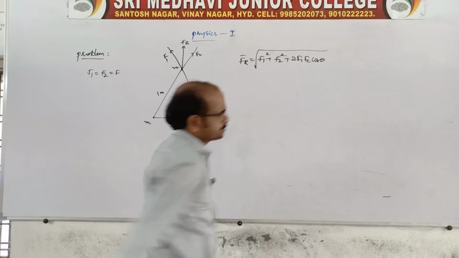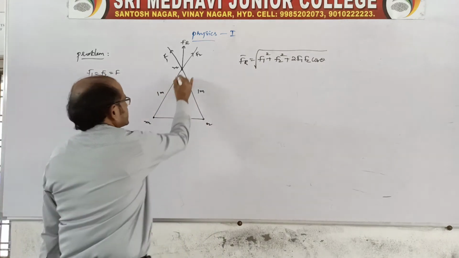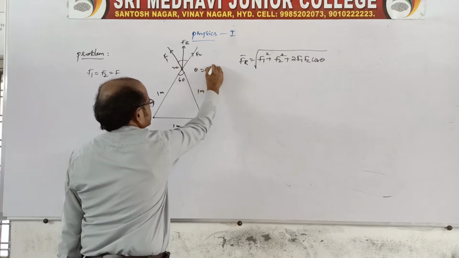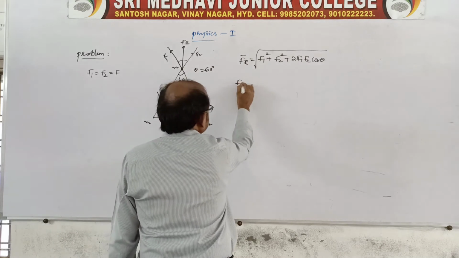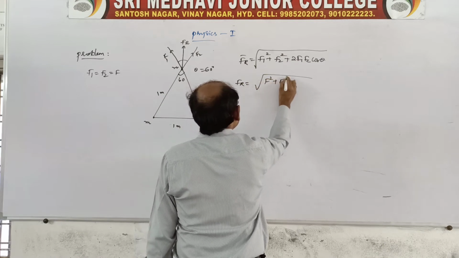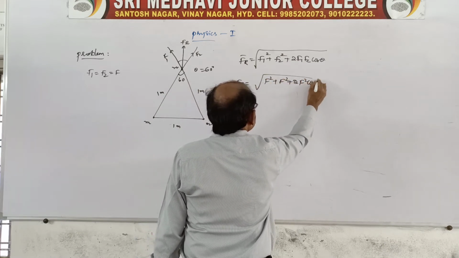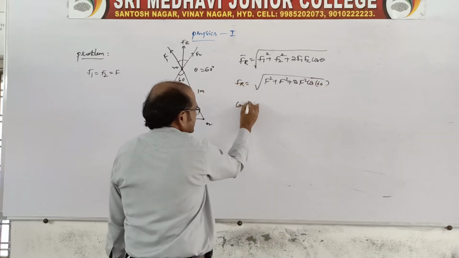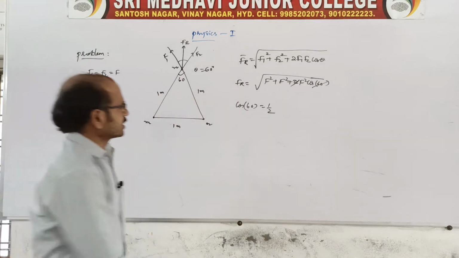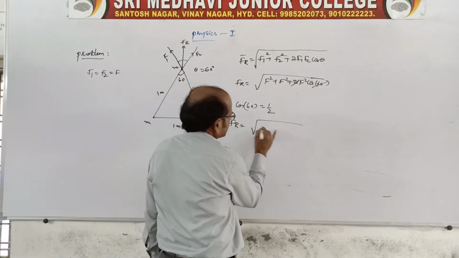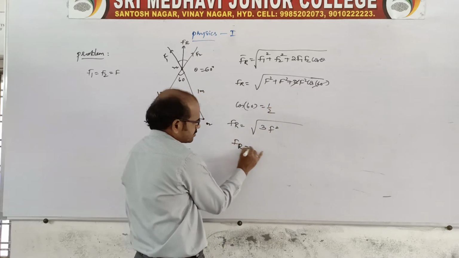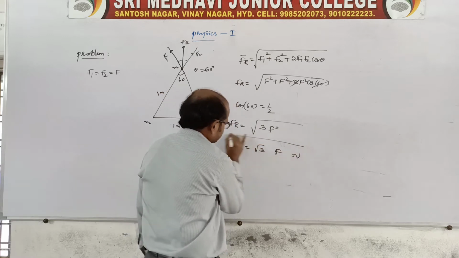Do you remember this? Now you see, it is an equilateral triangle, so the angle is 60 degrees. Of course, the opposite one is also 60 degrees. So theta is equal to 60. Then Fr is equal to root over, here F1 and F2 are equal to F only, so you write F squared plus F squared plus 2F squared cos 60. Of course, we know the cos 60 value is 1 by 2. So the 2 cancels. Then what remains is Fr equal to root over 3F squared. So the resultant Fr will be root 3 times F newtons.